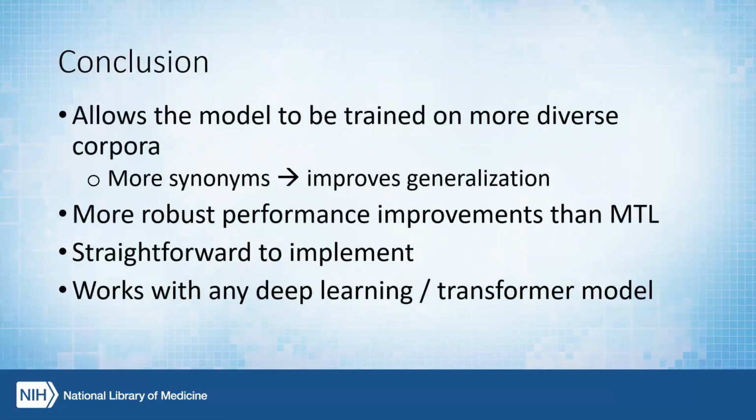In conclusion, our AIO tagging scheme allows the model to be trained on more diverse datasets. This allows the model to learn more synonyms, which improves generalization. AIONER provides performance improvements more consistently than multitask learning. It is also straightforward to implement and should work with any deep learning transformer model.